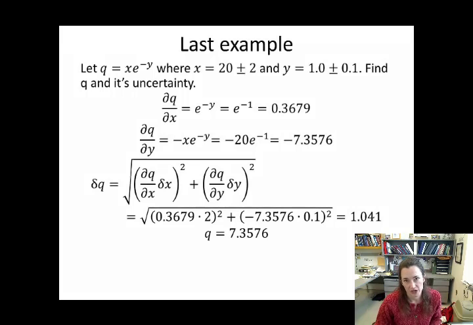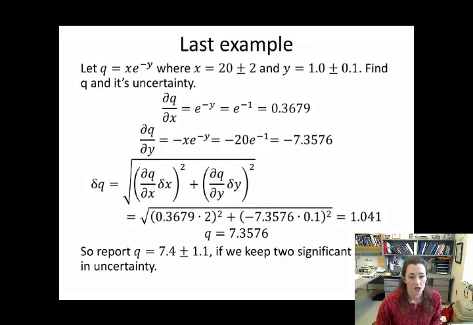Now Q, if you plug in the values of x and y that we have, is 7.3576. So what we would report, keeping 2 sig figs, I kept 2 this time, was 7.4 plus or minus 1.1 for Q. So that's how to handle those multivariable functions.